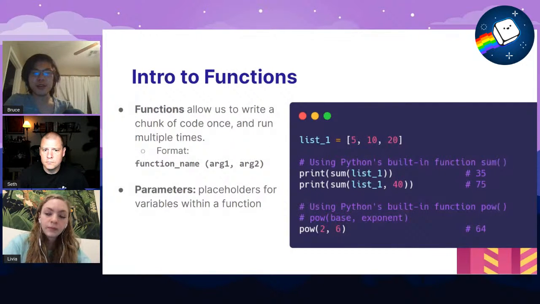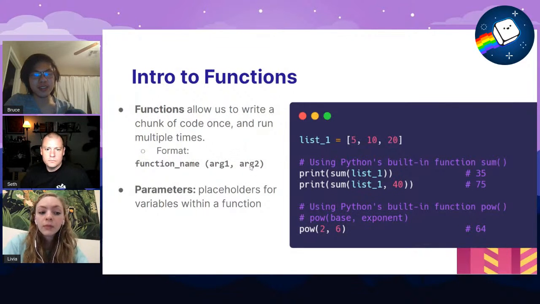How do we use a function, first of all? Python has some built-in functions given to us already. The idea is that we call the function name, and then we pass in arguments in parentheses to the function. What's an argument? It's basically something that the function takes and works with to give us something else. Parameters are placeholders for variables within a function.